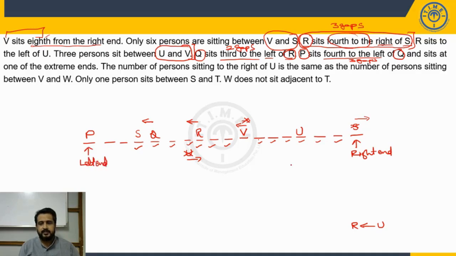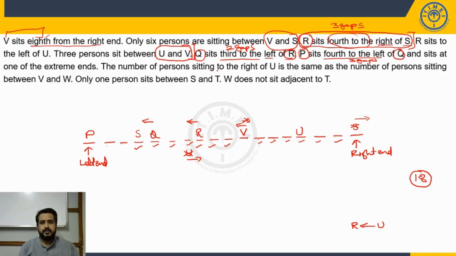So extreme ends are fixed. So left hand and right hand. So the total number of persons we can decide. 1, 2, 3, 4, 5, 6, 7, 8, 9, 10, 11, 12, 13, 14, 15, 16, 17, 18. So how many people are there in a row? 18 people are there in a row. It should not be more than 18, and it has to be exactly 18.